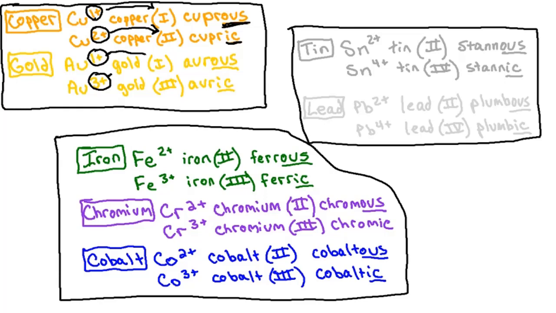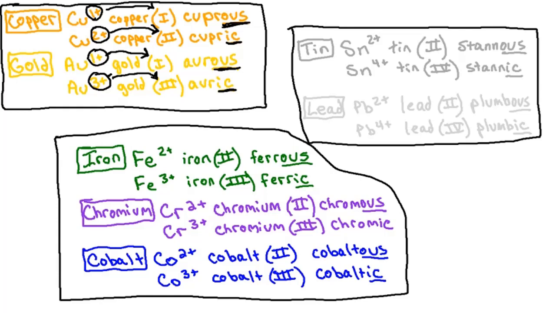So the 1 positive charge is obviously going to be called gold 1, gold with a 1 Roman numeral in parentheses after it. Or it can be called aurous. And gold with a 3 positive charge is going to be called gold 3, or gold with a Roman numeral 3 after it, and that's called auric.